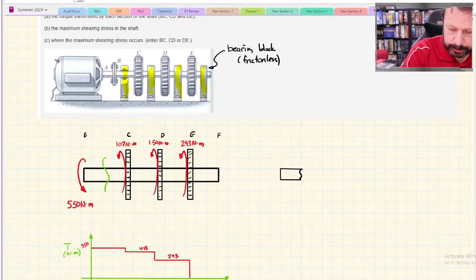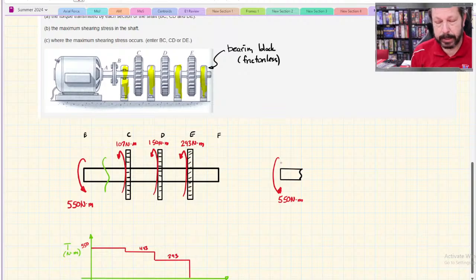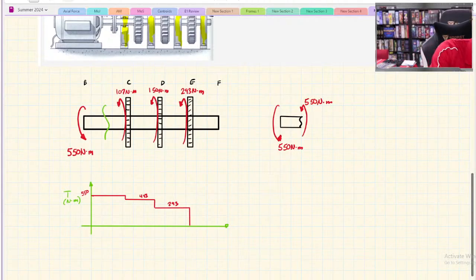Notice that there is 550 Newton meters in. For this section to be in equilibrium, I've got to have 550 Newton meters to balance it out. So the torque in section BC is 550 Newton meters. And that's also what my torque diagram shows. This is point B, there's C, there's D, there's E, and I guess F would be somewhere out there.